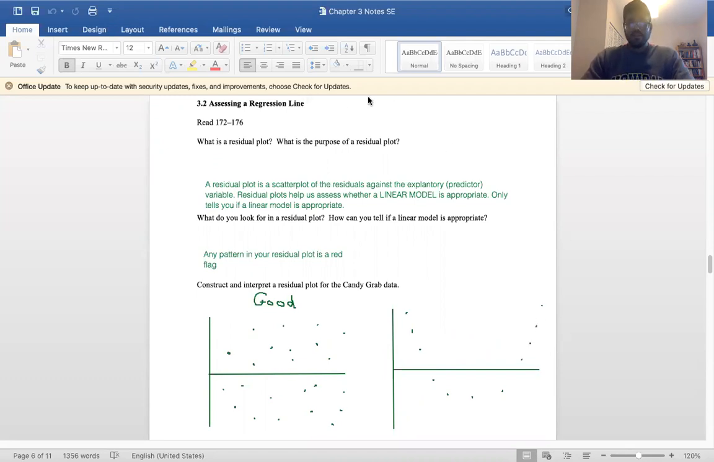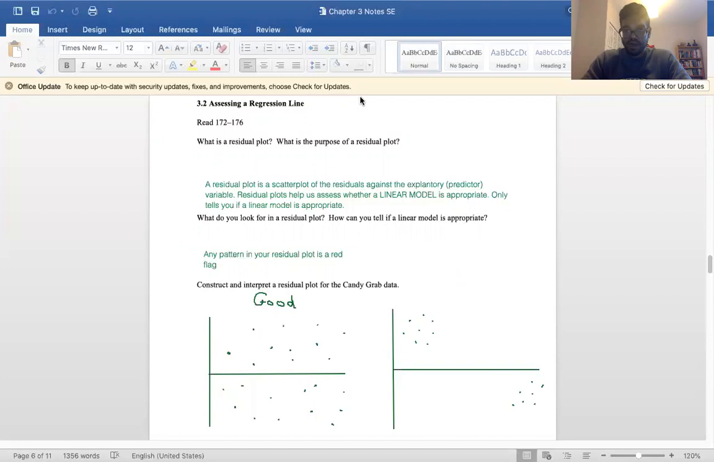Now some less obvious ones. If you have little distinct clusters, this is also a bad thing. So let's say you have something like this, and then something like this, where you have two distinct little clusters. These are all bad residual plots. This is not what you want to see. So that's another common one you can see.